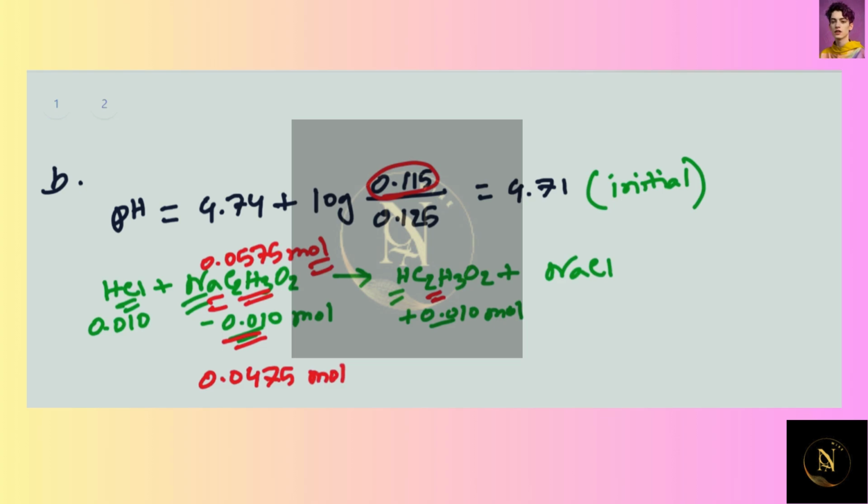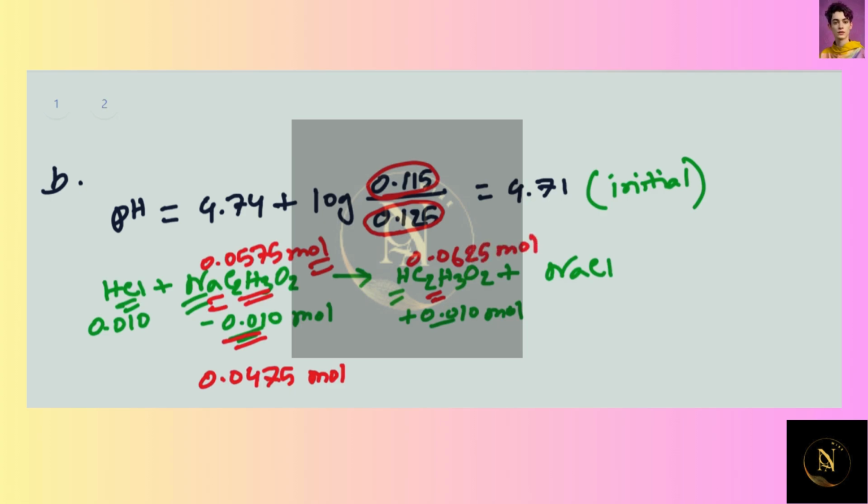And also in case of the acid, our initial number of moles will be just multiplying the acid concentration by the volume of the solution, and we will have the number of moles of acid as 0.0625 mole.